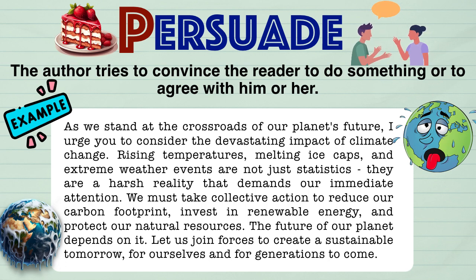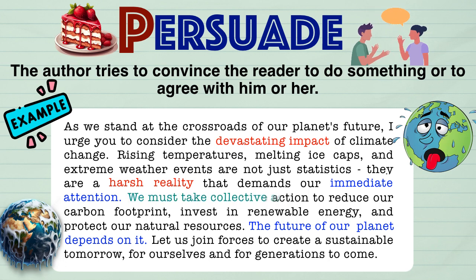This passage is a perfect example of persuasive writing. The author's purpose is clear: to convince the reader to take action against climate change. Notice the persuasive techniques used: emotional appeal, devastating impact, harsh reality, urgency, immediate attention. The future of our planet depends on it. Collective responsibility. We must take collective action. Call to action. Let us join forces. Appeal to values for ourselves and for generations to come. The author's tone is urgent yet hopeful, encouraging the reader to take action. The use of rhetorical devices such as repetition, we must, adds emphasis and makes the message more memorable.